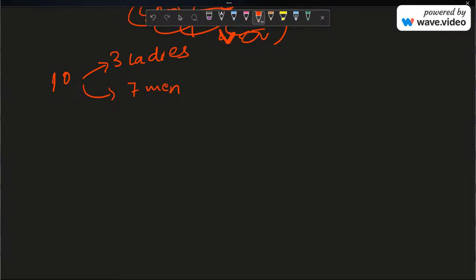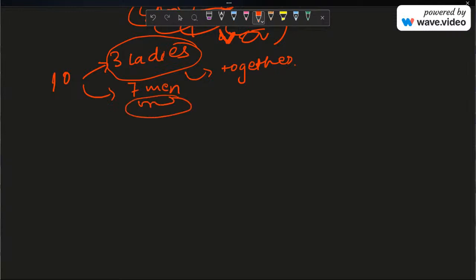And after that, they have to be seated in a row. The ladies insist on sitting together, so all 3 ladies will sit together, whereas two of the gentlemen refuse to take consecutive seats. In how many ways can we arrange them?